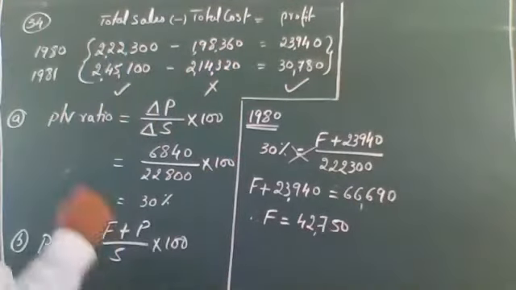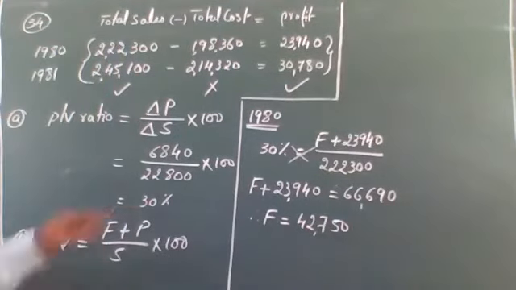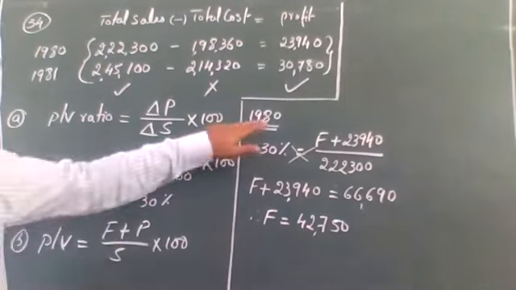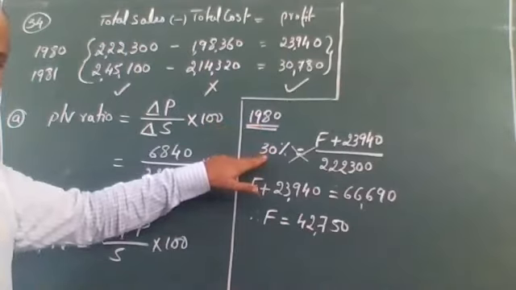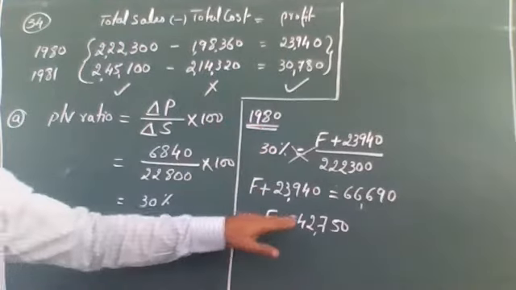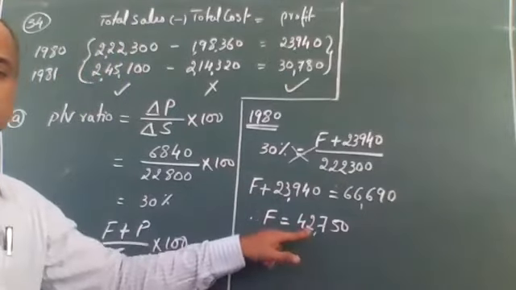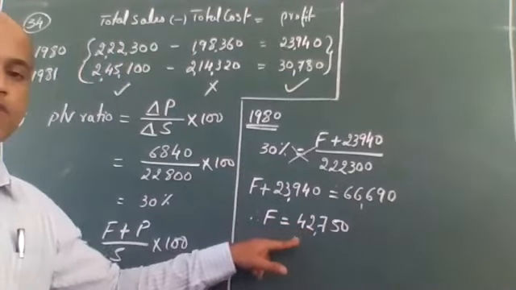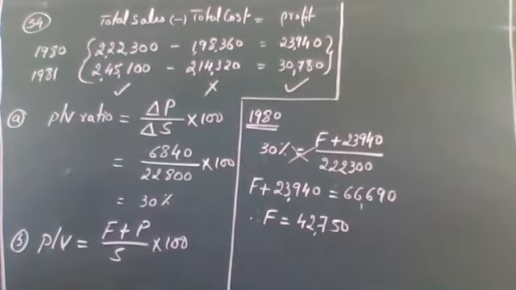Now you have the fixed cost and you have the PV ratio. Remember, the PV ratio is going to be the same for both the years. So this 30%, whether you apply it for 1980 or for 1981, it will be 30% only. Fixed cost, whether it is for 1980 or 1981, will be 42,750 only. Now, moving on to the other parts of the question.